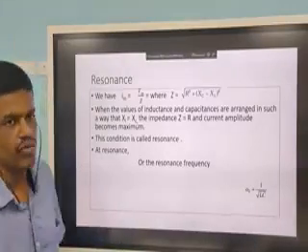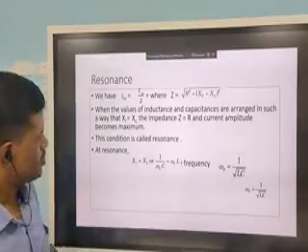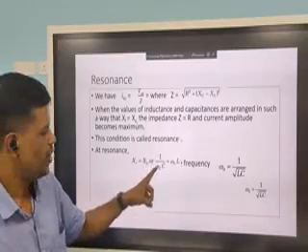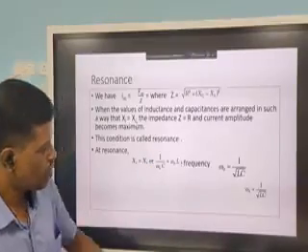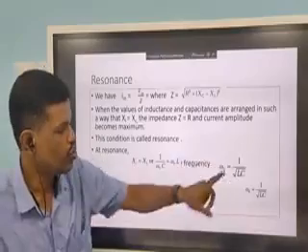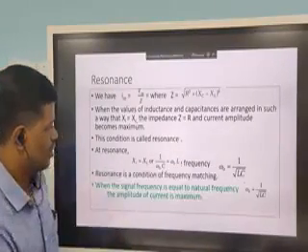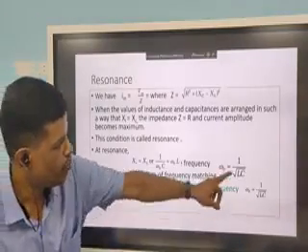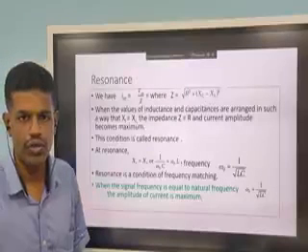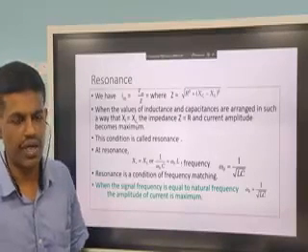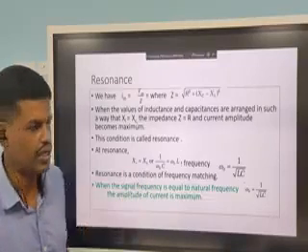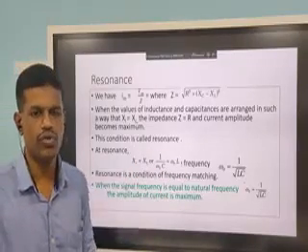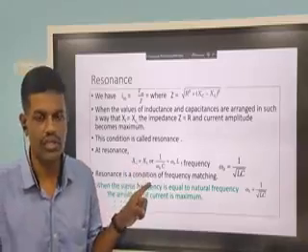Now let us find out the condition for resonance. At resonance, Xc is equal to XL. Xc is equal to 1 by omega C. 1 by omega C is equal to omega L, or omega is equal to 1 by root of LC. So if the frequency of the applied signal is equal to 1 by root of LC, where L and C are the inductance and capacitance of the LCR circuit, impedance becomes minimum and maximum current flows through the circuit. This is resonance in an LCR circuit.